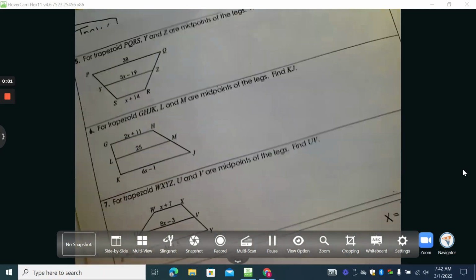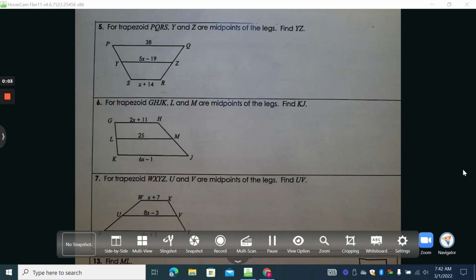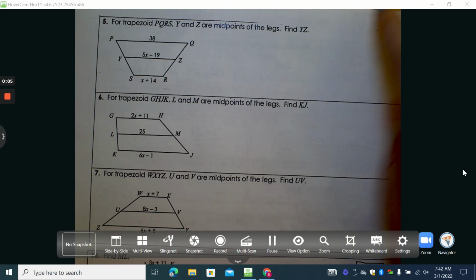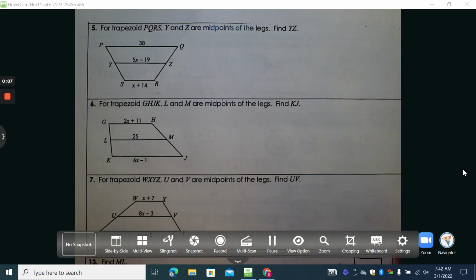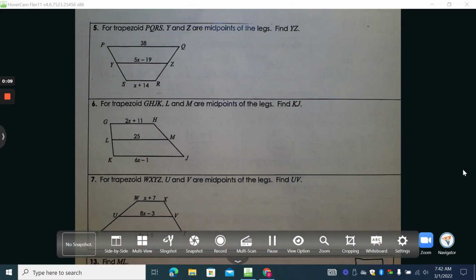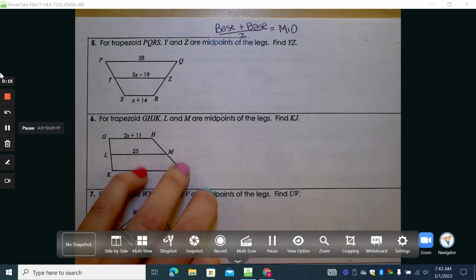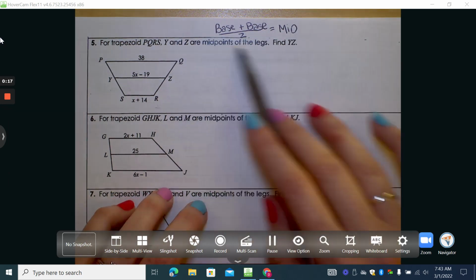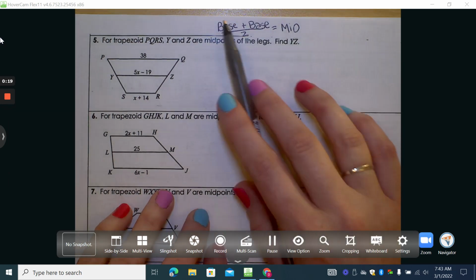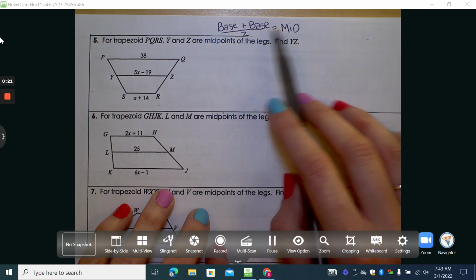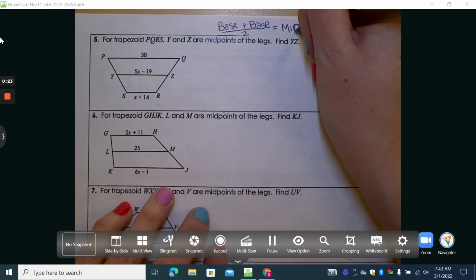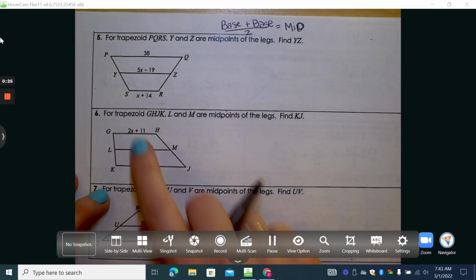All right, now flipping over to the back side, we're going to focus on number 5, 6, and 7, and we're going to set up equations. Remember, our process is to add my bases together and divide by 2. Make yourself a quick note of that equation: base plus base divided by 2 equals your midpoint or mid-segment.